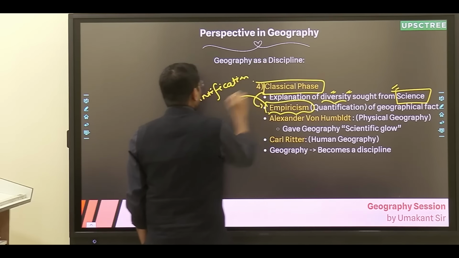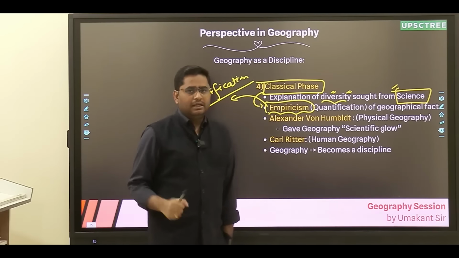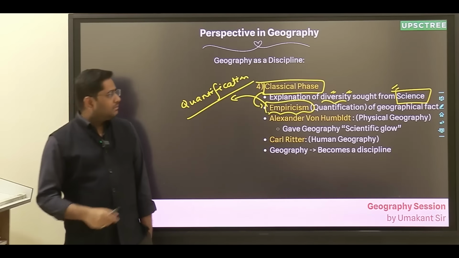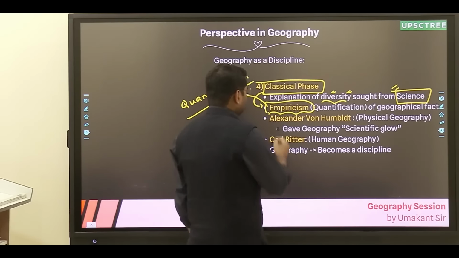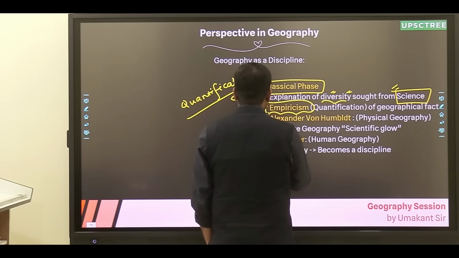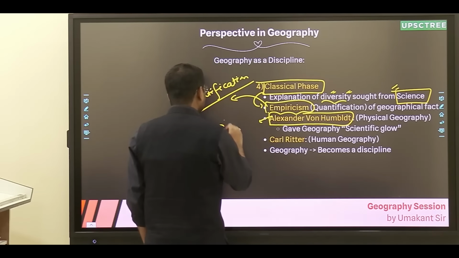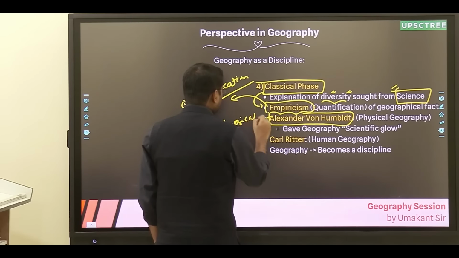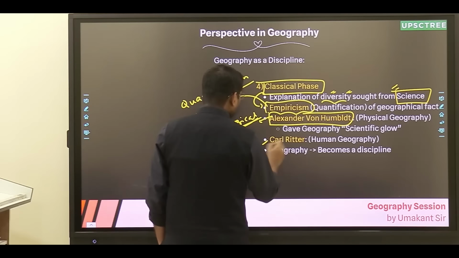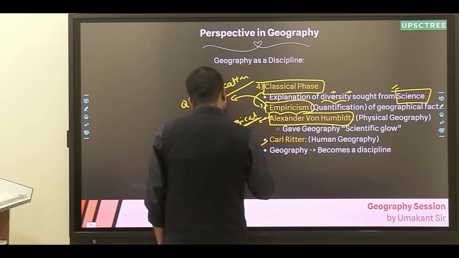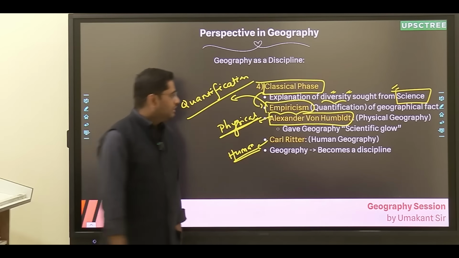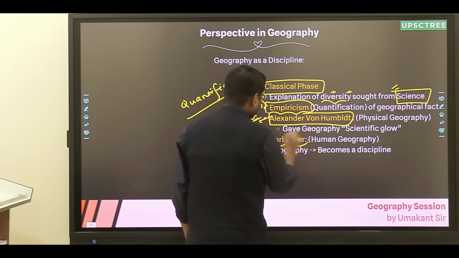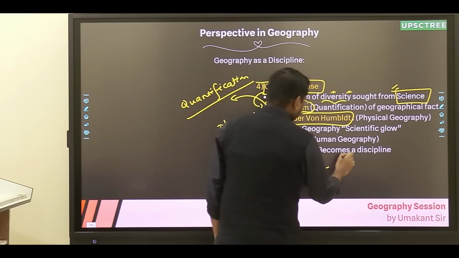Quantification. When you bring mathematics into the realm of geography, that becomes empiricism. You are talking about data, fact, logic, that becomes empiricism. Two important geographers will be there in this age: Alexander von Humboldt, who was a physical geographer. His focus was physical geography, whereas Carl Ritter will give a strong foundation to human geography. Eventually, with the help of Alexander von Humboldt and Carl Ritter, geography becomes a discipline.